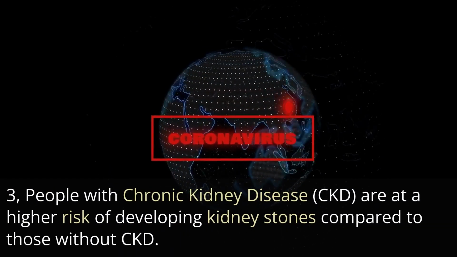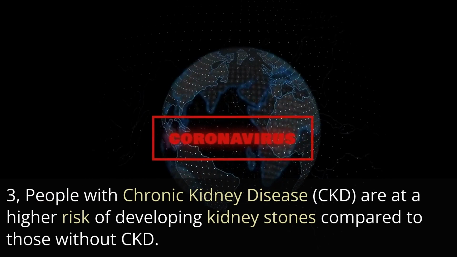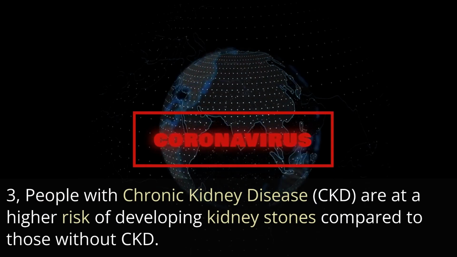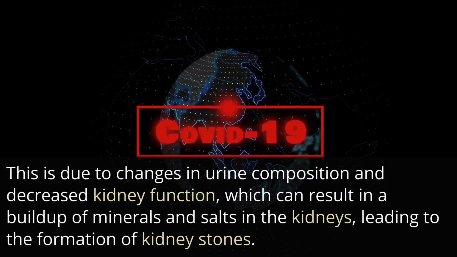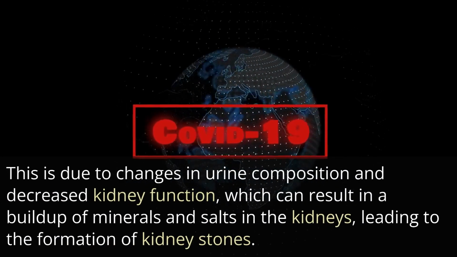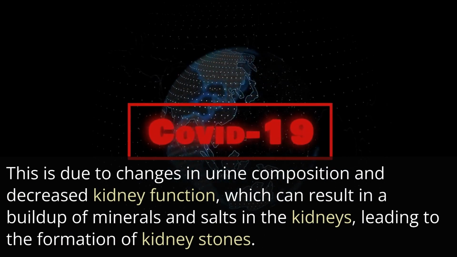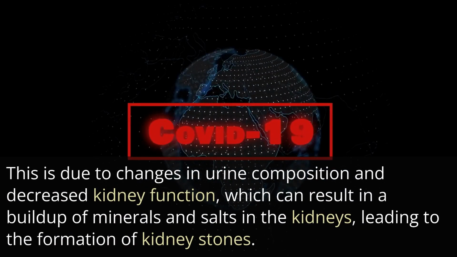People with chronic kidney disease, CKD, are at a higher risk of developing kidney stones compared to those without CKD. This is due to changes in urine composition and decreased kidney function, which can result in a buildup of minerals and salts in the kidneys, leading to the formation of kidney stones.